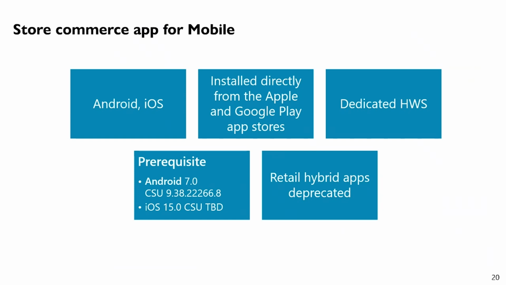To update a Store Commerce mobile app, just as in hybrid mode, update the CSU. The minimum Android version is 7.0 and the minimum iOS version is 15.0. It's also important to note that the retail hybrid apps are deprecated. We recommend that you use Store Commerce for Android or iOS, or Store Commerce for web, for all new deployments.